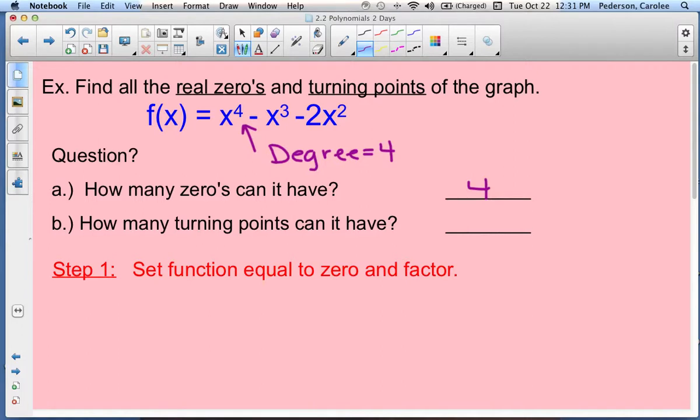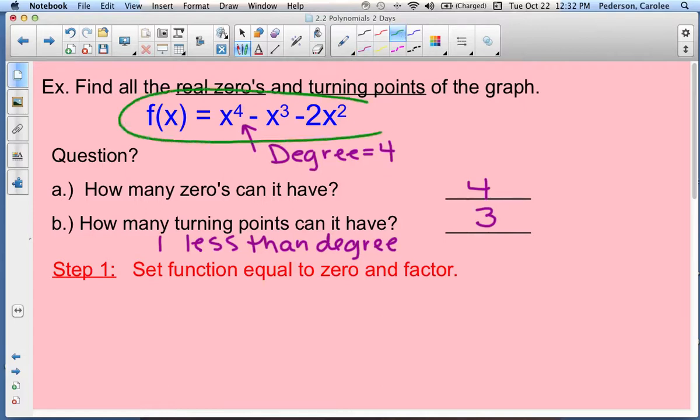Then remember we just talked about the turning points. You go 1 less than the degree. So since our degree was 4, we could have up to 3 turning points. Now we're going to go ahead and find the zeros of the function. Remember the important piece of the zeros of the function, they are your x-intercepts. So we're going to set this function equal to 0 and solve for x. So 0 equals x to the 4th minus x cubed minus 2x squared.